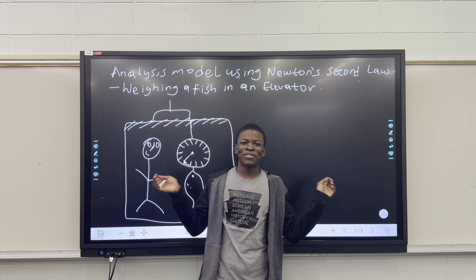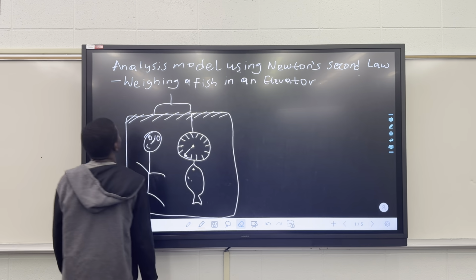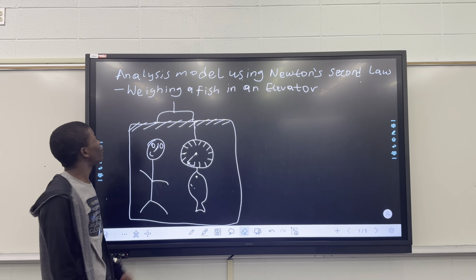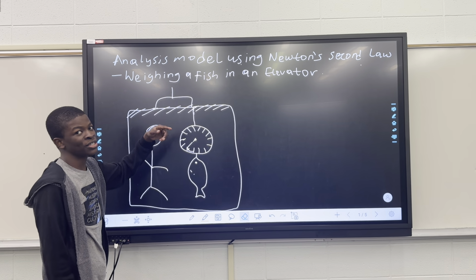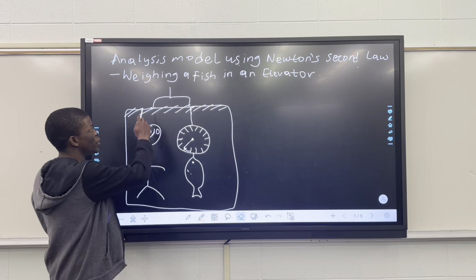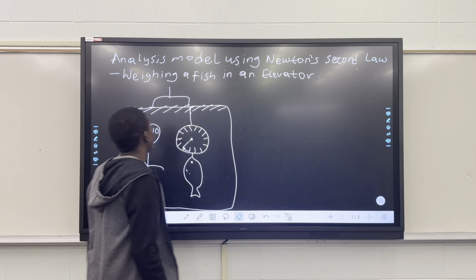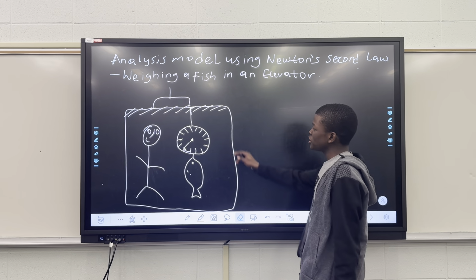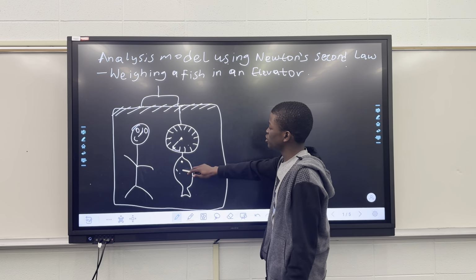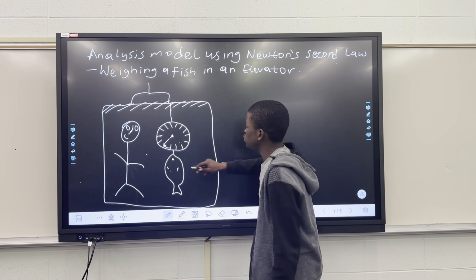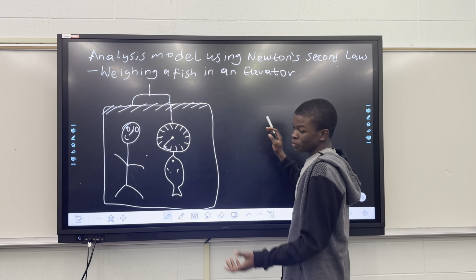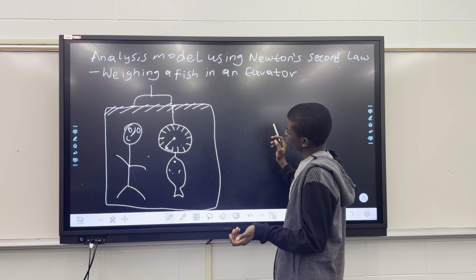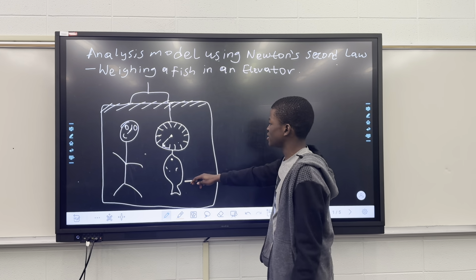Hello everyone, my name is Daniel and I'll be doing another question under analysis model using Newton's second law. So today I'll be looking at weighing a fish in an elevator. From this diagram, this is the scale, this is the fish, and this is us weighing the fish. I'm just going to use Newton's second law to show all the forces acting on this fish.